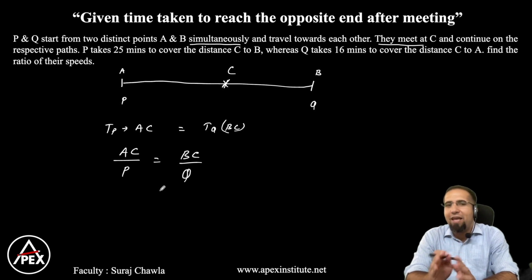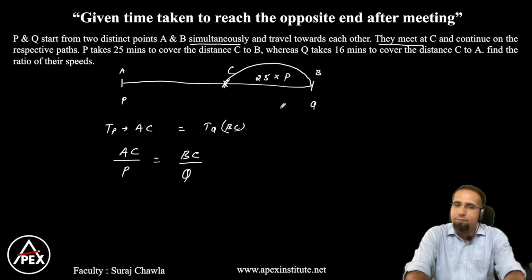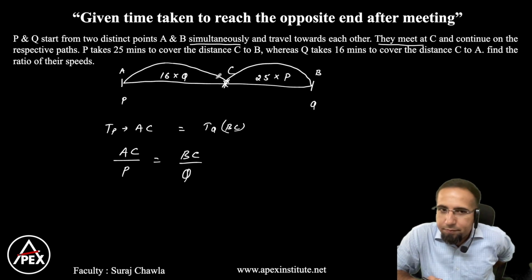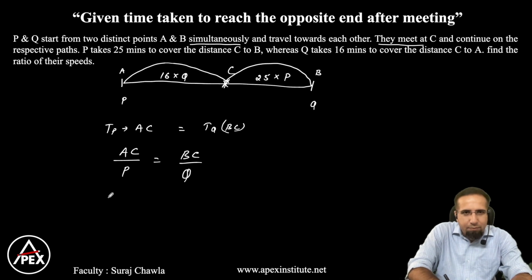P takes 25 minutes to cover this distance. Now, this distance is covered by P in 25 minutes. Let me assume this as 25 into speed of P. So, BC becomes 25 into P and AC becomes 16 into Q. Now, this is what the model says, the time taken to reach the opposite end after meeting. So, if I replace these values of AC and BC here, let's understand. So, AC becomes 16Q divided by P, which is equal to 25P divided by Q.